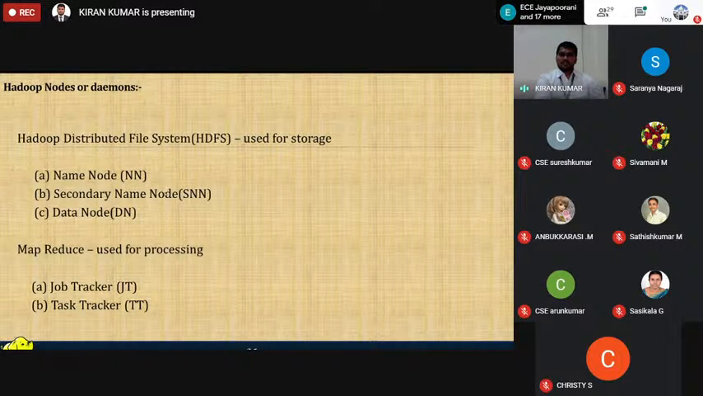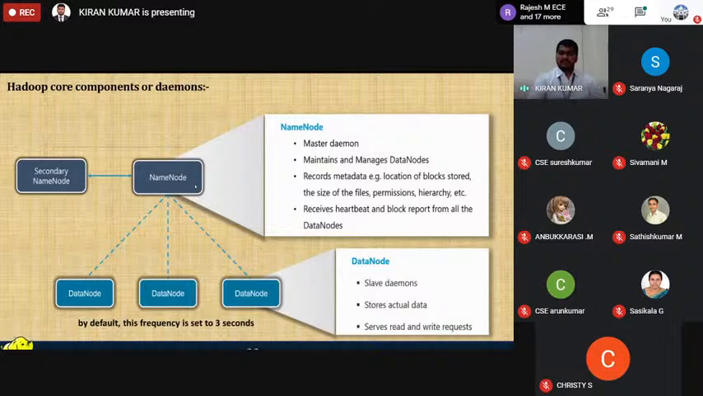So now let us try to understand these three nodes. The Hadoop Distributed File System is used for storage. For storage purposes, there are three different daemons, or three different nodes I can say. The first one is the name node, the second one is the secondary name node, and the third one is the data node. Let us try to understand the meaning of all these three, maybe by taking some examples. We'll see in the coming slide.